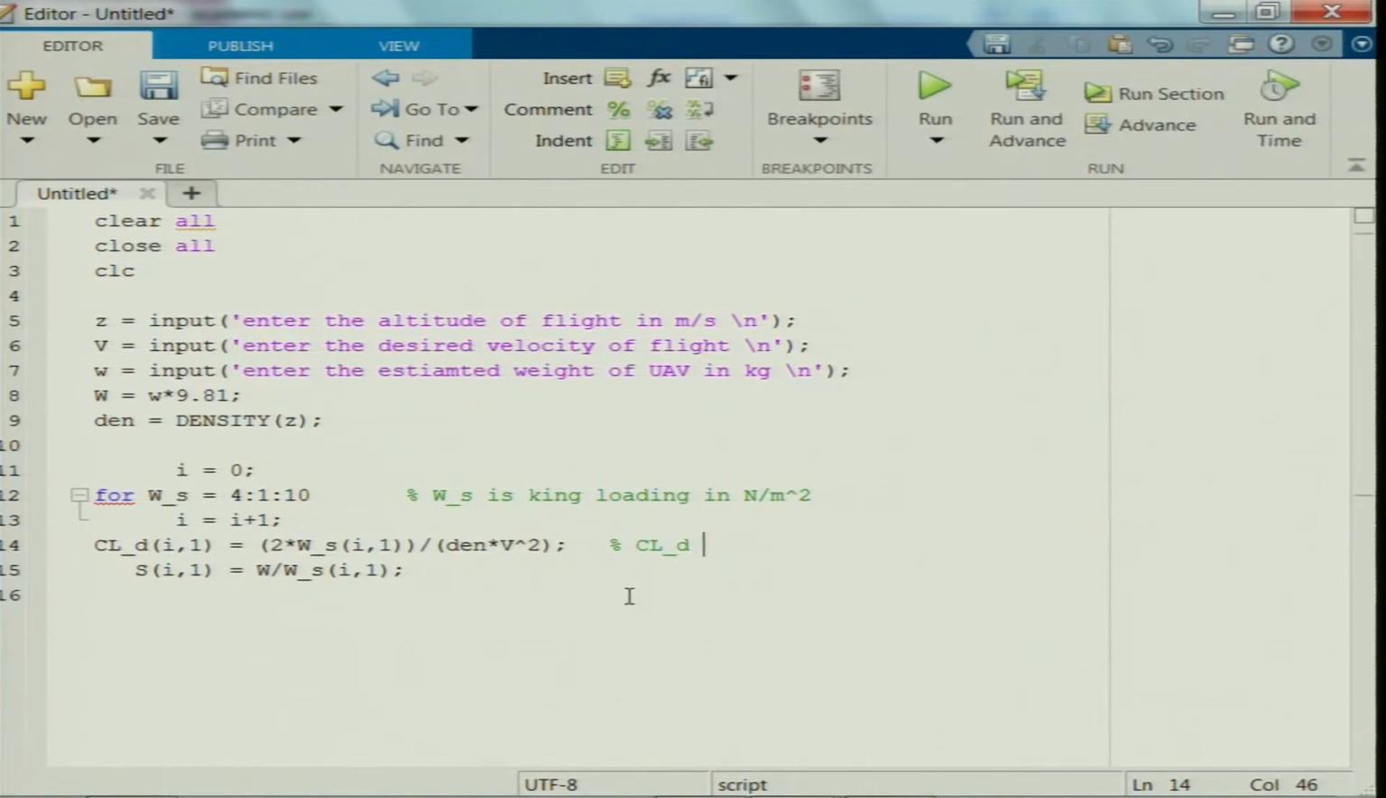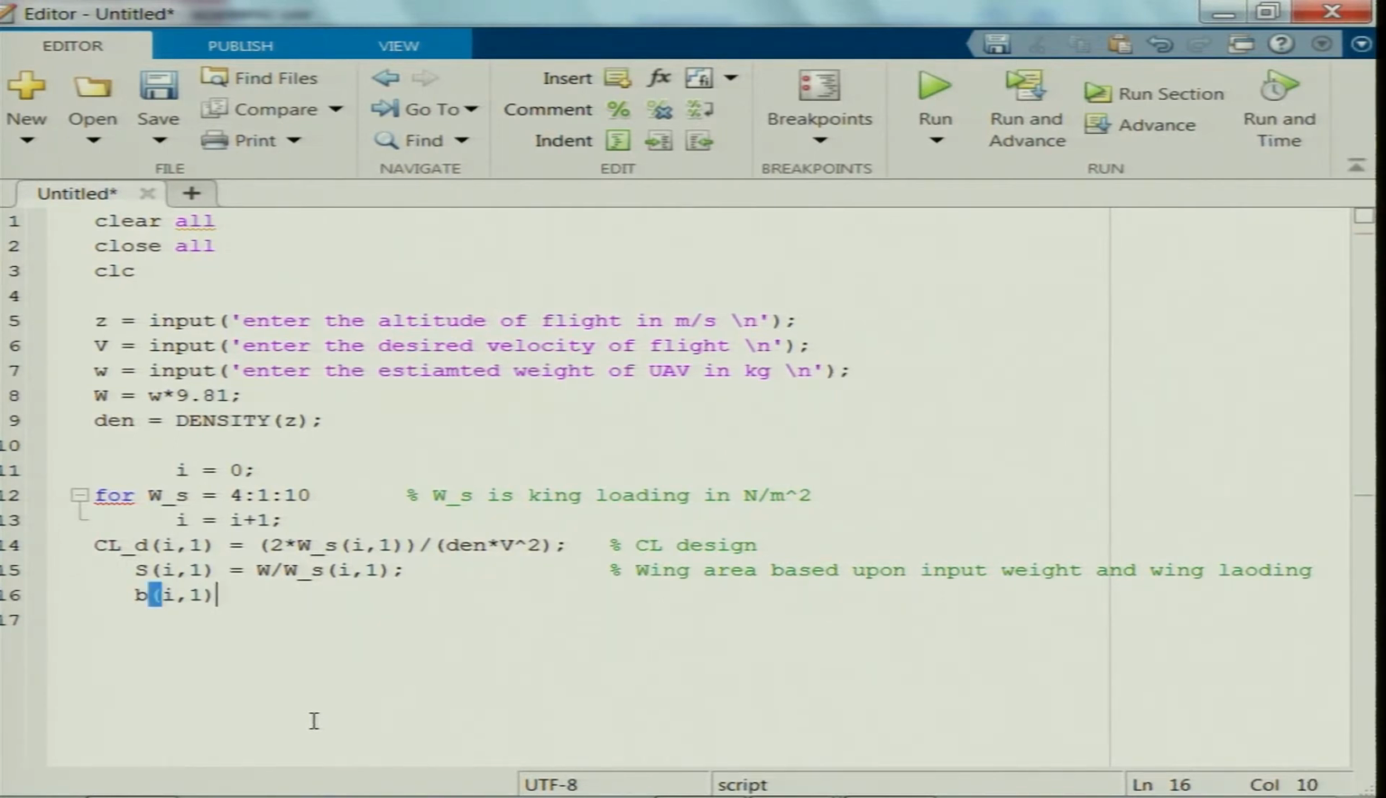is CL design. So, wing area based upon input weight and wing loading, right. So, W upon W by S will return me S in meter square here. Okay. So, once I have S, I will be able to find out B, am I correct?